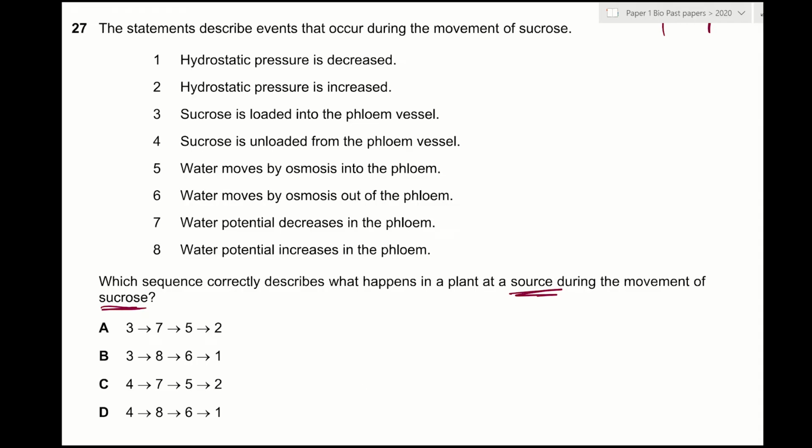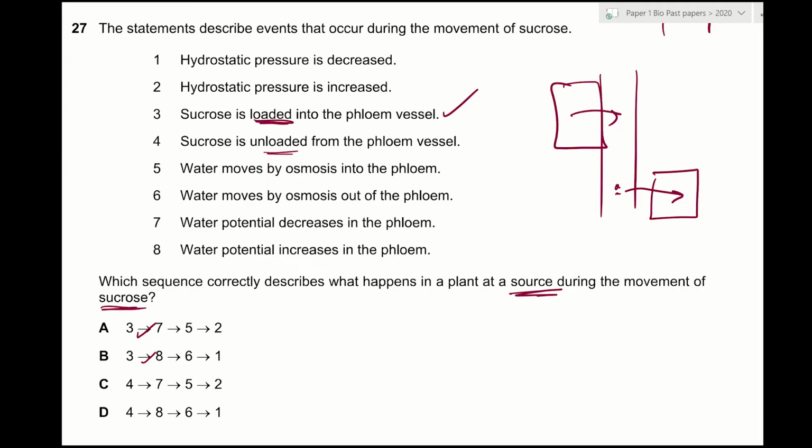So let's look at 3. Sucrose is loaded into a phloem vessel. This is correct because loading means that sucrose moves from the companion cell inside the phloem sieve tube elements. So this is correct. It is being loaded. Now let's look at 4. Sucrose is unloaded from the phloem vessel. First of all, unloading is the movement of sucrose from the phloem sieve tube elements into the sink cells, so into the cells of the sink, and this happens in the sink, not at the source. Therefore, 4 is incorrect.